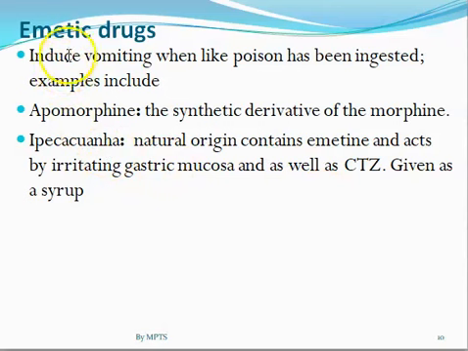Now, the emetic drugs, which are used to induce vomiting in case one has ingested poison, you can use apomorphine, because we have said above that the CTZ has high receptors for opioids, and morphine is an opioid. Ipecacuanha is a natural plant syrup. It contains emetine. It acts by irritating the gastric mucosa as well as the CTZ.